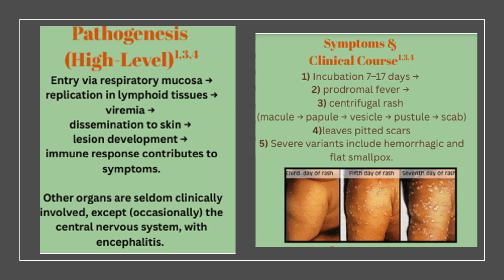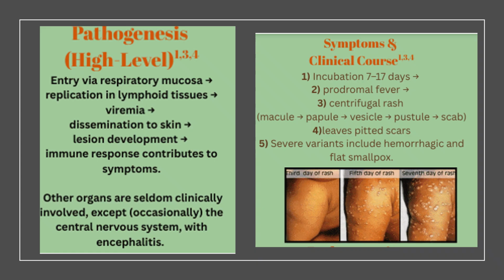So on occasion, rarely though, the nervous system is inflamed. Symptoms and clinical course occur in the following way. Number 1, incubation is 7 to 17 days, then followed by prodromal fever, then centrifugal rash, as we saw in the last slide.